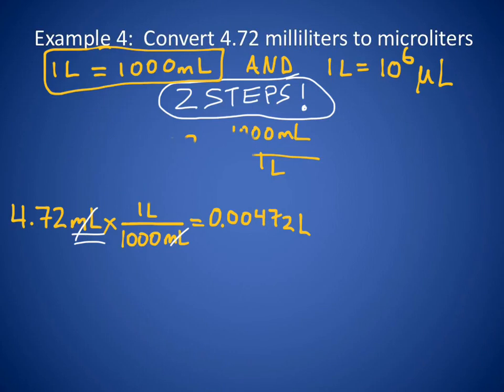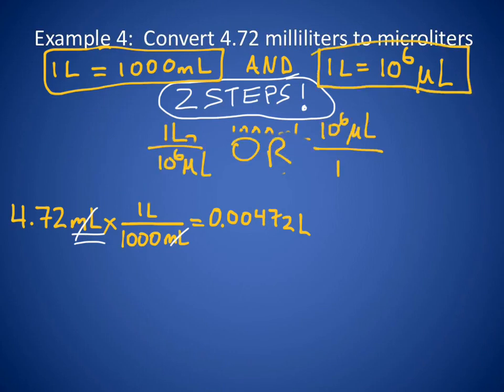I'm going to erase these fractions here. So my two new fractions with this other one, a liter equals 1,000,000 microliters. So it's either 1 liter over 1,000,000 microliters, or 1,000,000 microliters over a liter. Which one? Number 1 or number 2? Number 2, because it's got the liters in the bottom and I have liters down here. So I'm going to times it by that fraction.